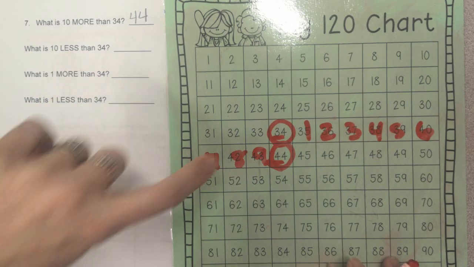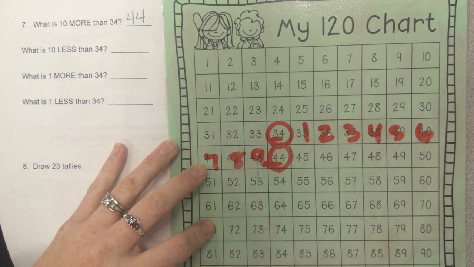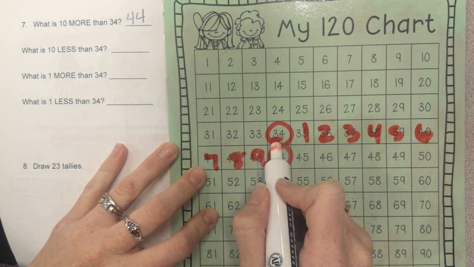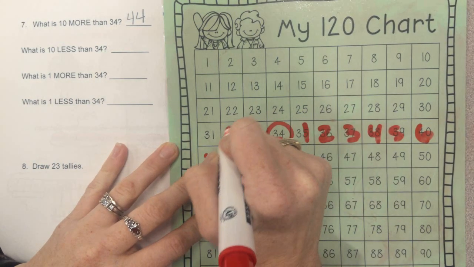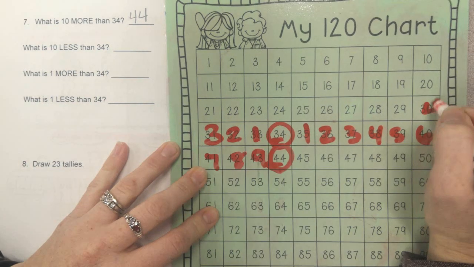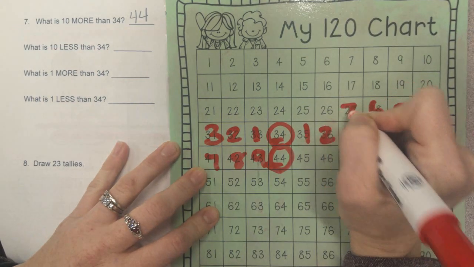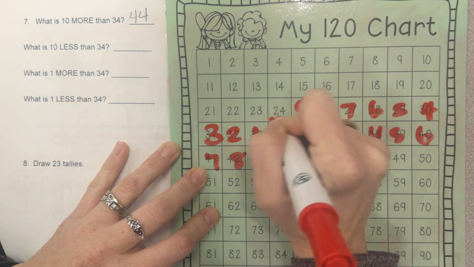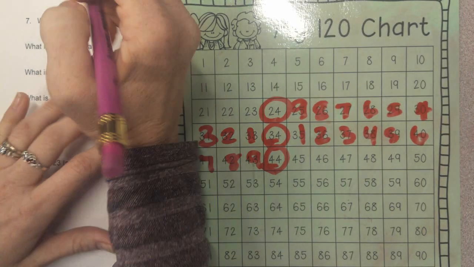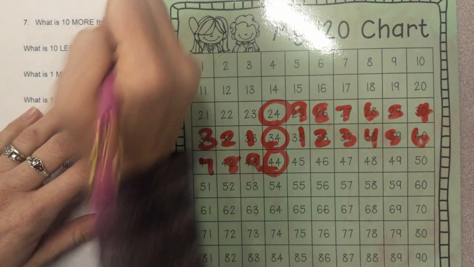So the less numbers are towards the top, and we need to go backwards. So we're going to go back to 34 and count backwards 10. 3, 4, 5, 6, 7, 8, 9, 10. And I land at 24.